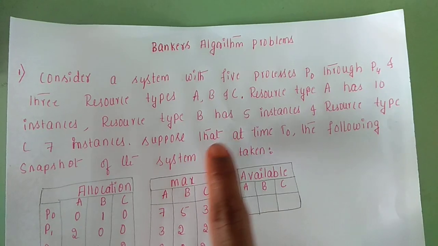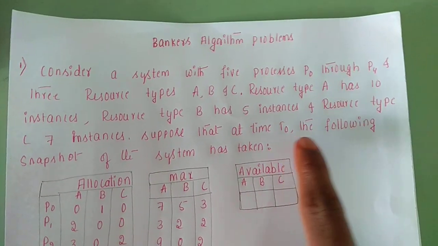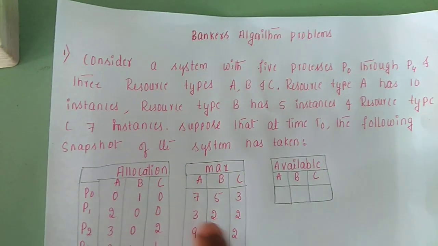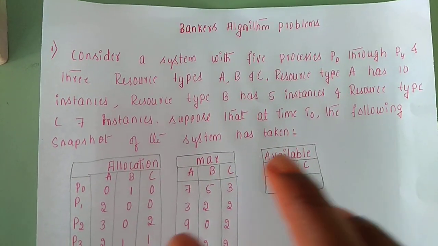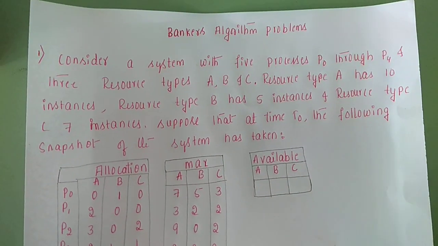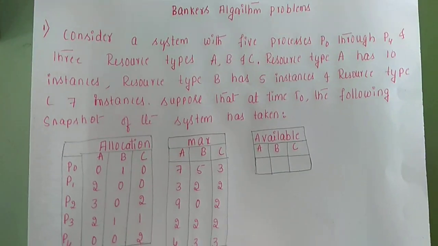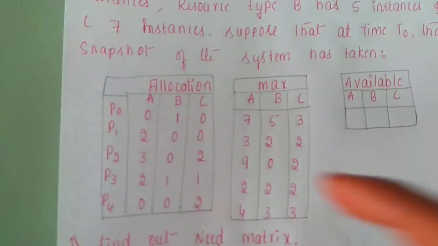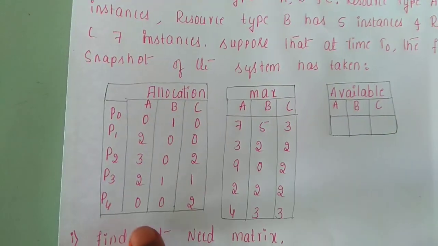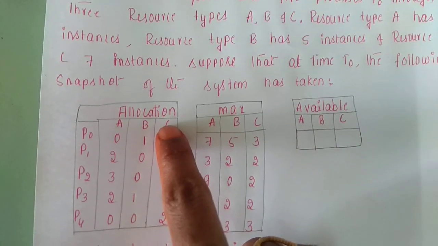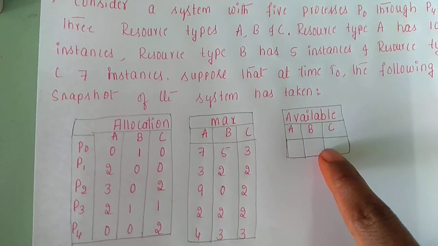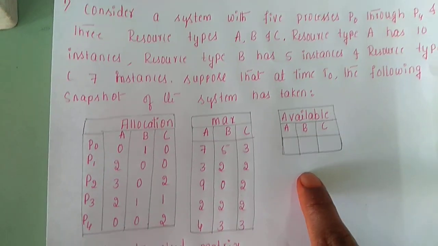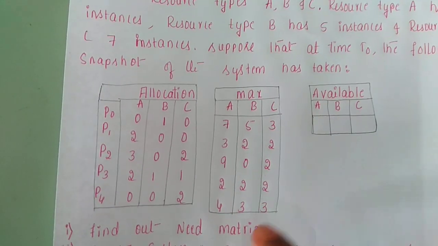Suppose that at time T0, the following snapshot of the system has been taken. This is a snapshot of a system, meaning it was in an execution state and meanwhile we took a snapshot. So in such a snapshot, what are the things we are going to see? You have processes P0 to P4. So allocation matrix, max matrix, available matrix. These are all the data structures used for the Banker's algorithm. So let us see what this max is.